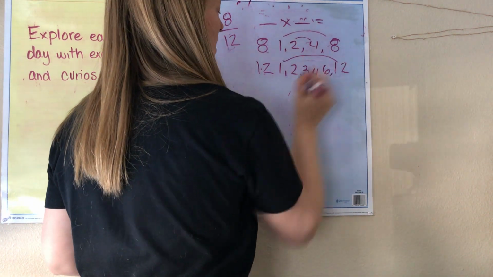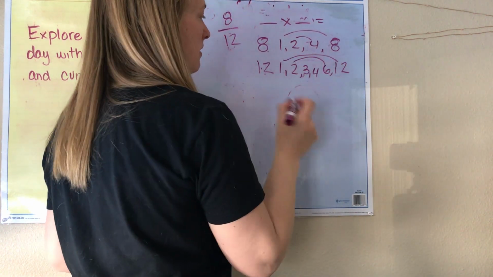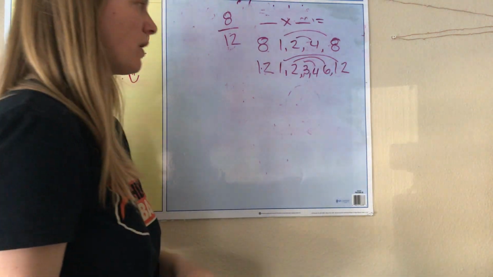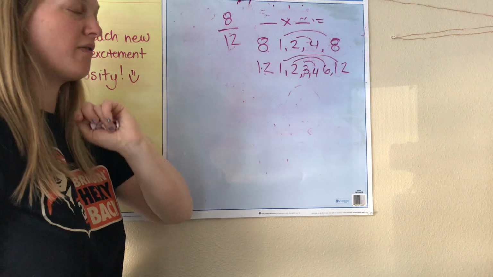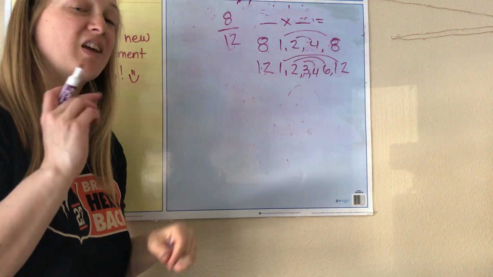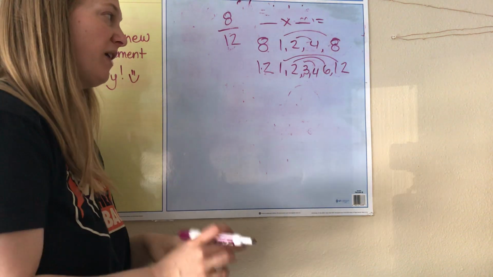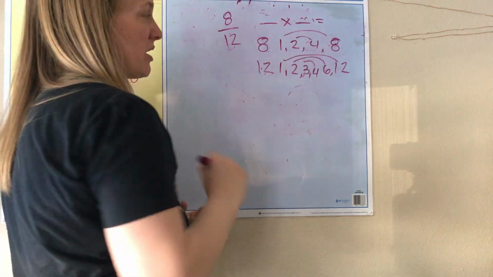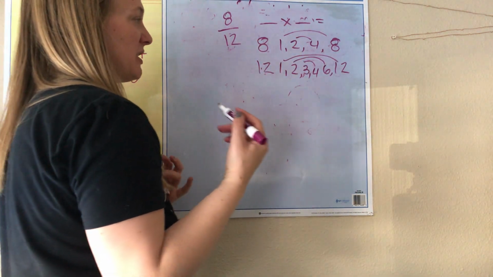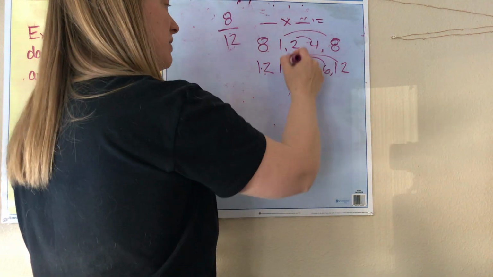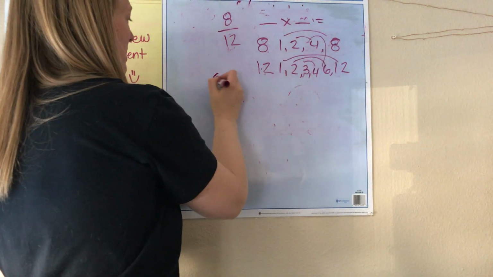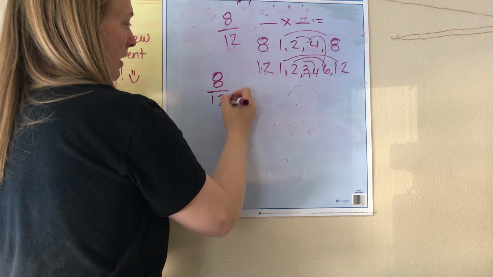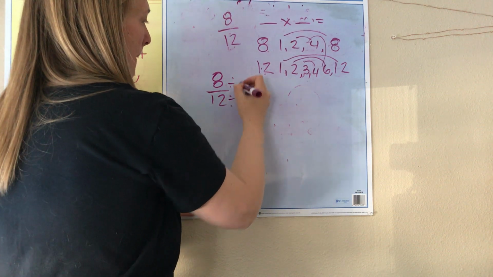So 1 times 12 equals 12, 2 times 6 equals 12, 3 times 4 equals 12. Okay, these two lists have multiple numbers in common, but I have to find the greatest common factor. I have 1, but we already know that 1 can't be a GCF, or greatest common factor. I have 2, but there's a higher number, which would be 4. So I'm going to take 8/12 and divide by 4.